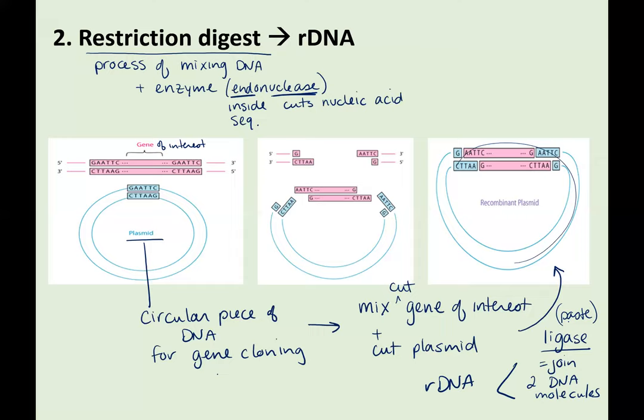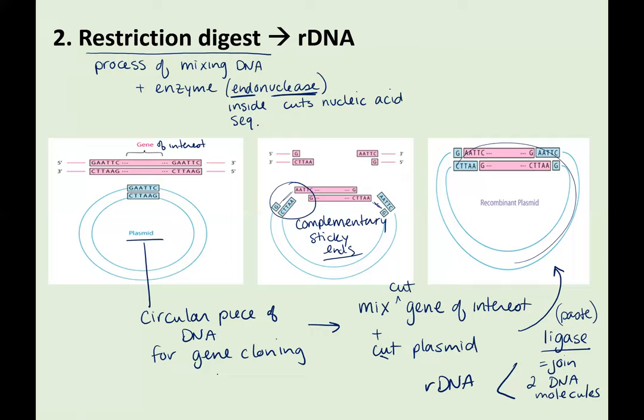The key here is that they both have complementary sticky ends. So you gotta cut with the same enzyme. So you gotta cut the plasmid and the gene of interest with that same enzyme, right, to make those same sticky ends, so that now you can stick this gene in here.